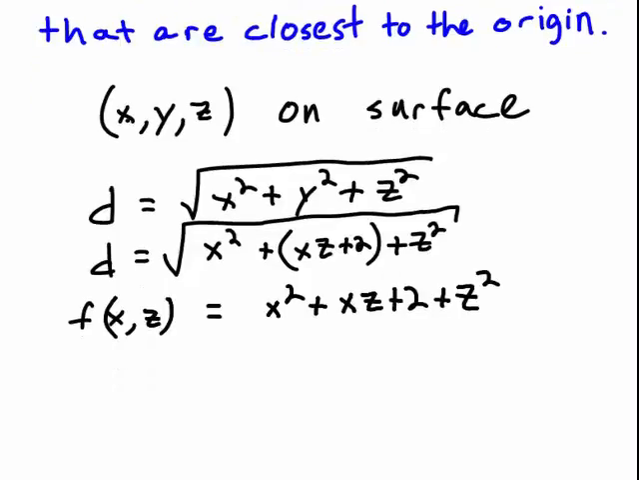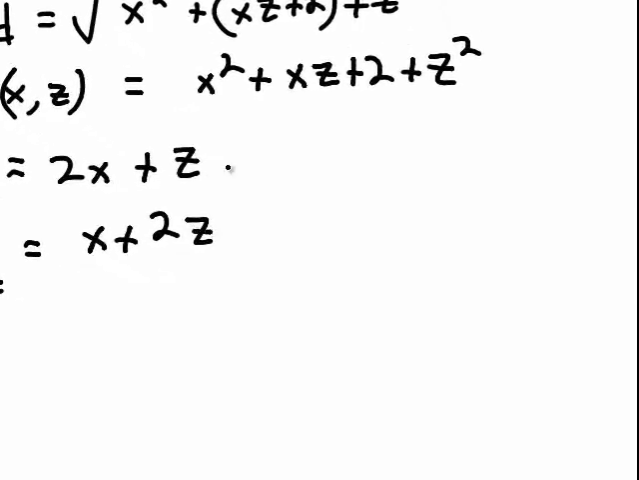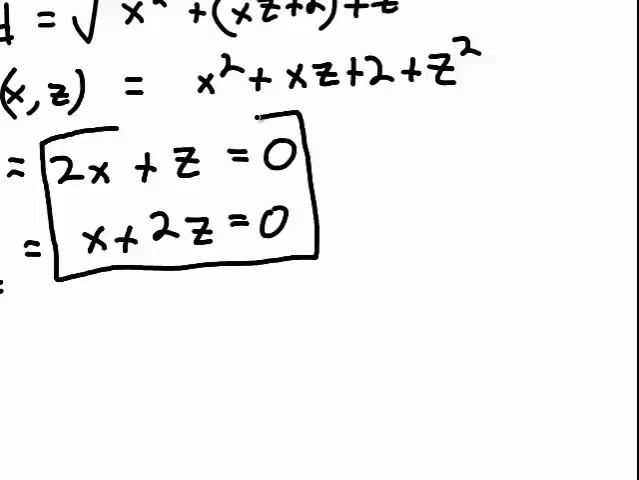To find your critical point, take the partials. The partial with respect to x is 2x plus z. The partial of f with respect to z is x plus 2z. And remember, you set both of these equal to 0 to find your critical point, or points, whatever the case may be. Solve this system. Easy enough.